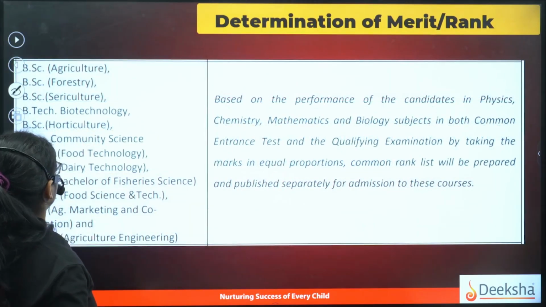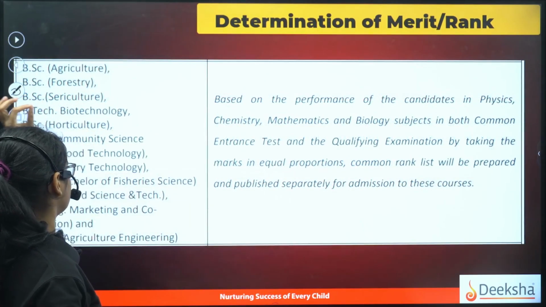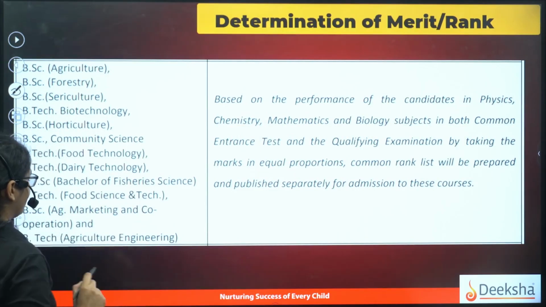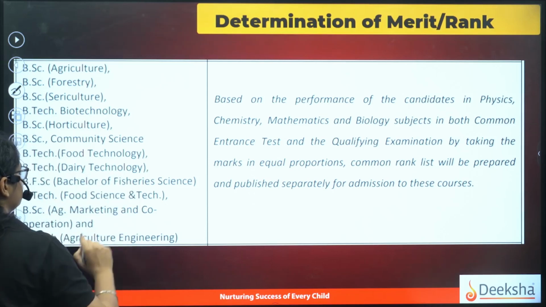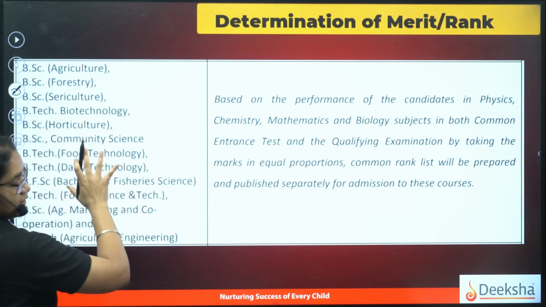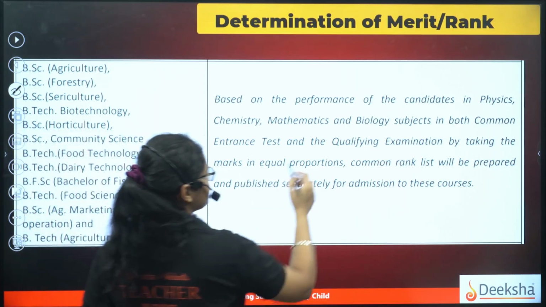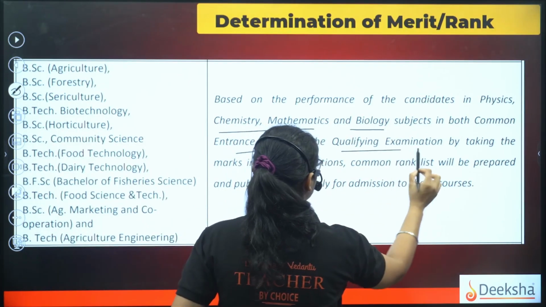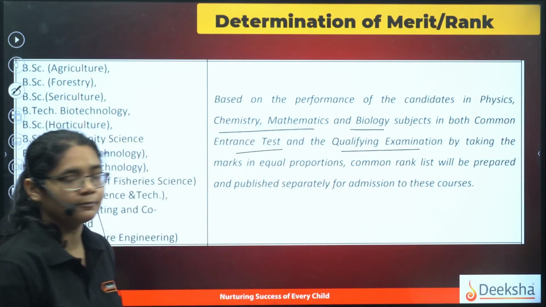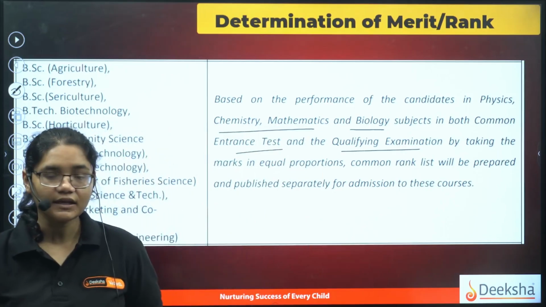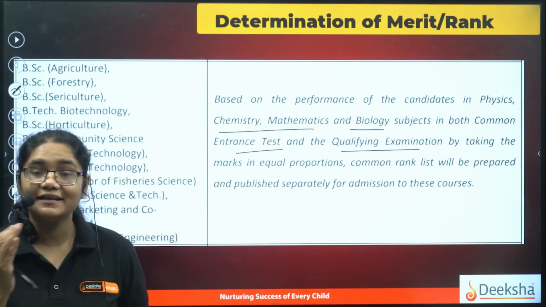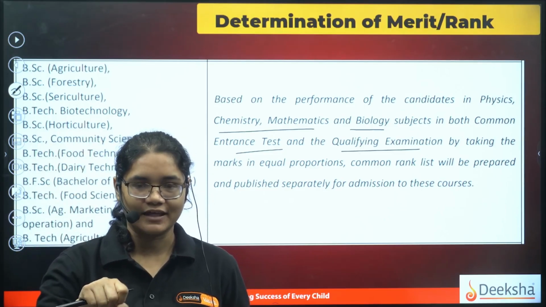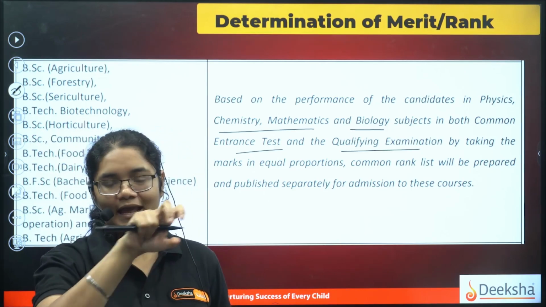Now if you do, for example, agriculture, forestry, sericulture, then horticulture, BSc in community science, BTech in food technology, BTech in dairy technology, bachelors of fishery science, food science and technology, if you have chosen any of these courses, then the performance of the candidates in PCMB in both the common entrance test and the qualifying examination will be taken in equal proportions. So suppose you have chosen these courses, then your PCMB marks will be considered. So boards PCMB total, how much percentage is there? 50% of that. And in KCET PCMB total, how much you are getting and the percentage of that.